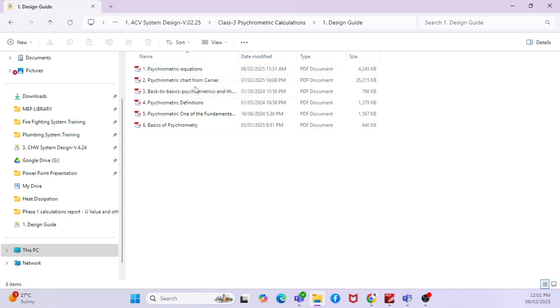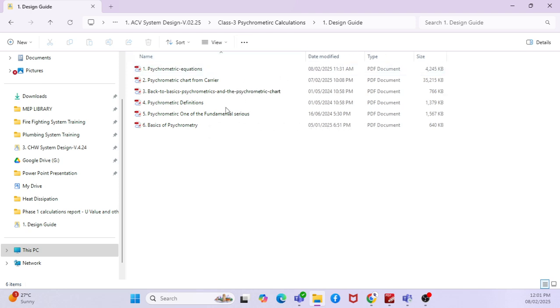You have a psychometric equation, a guideline from Carrier, a guideline from Trane, some manufacturers, then the fundamentals, the basics of psychometry. You will get all the details inside the design guide.